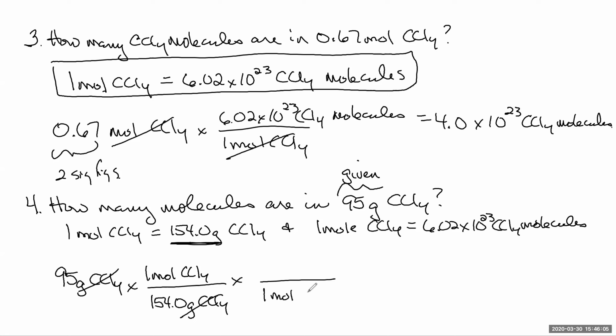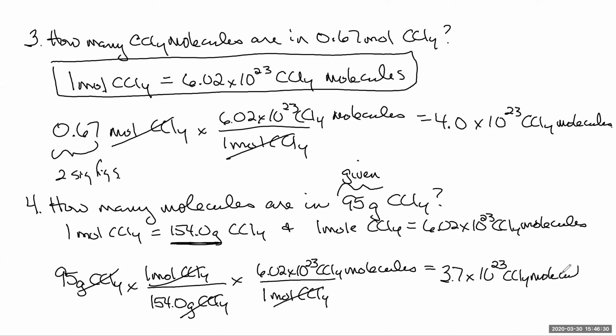I know also that 1 mole of carbon tetrachloride is 6.02 times 10 to the 23rd molecules. So I'm going to go 95 divided by 154 times 6.02 times 10 to the 23rd, and I believe to 2 sig figs, you should get 3.7 times 10 to the 23rd carbon tetrachloride molecules. So these are 2 of the types of problems that you should be able to do.